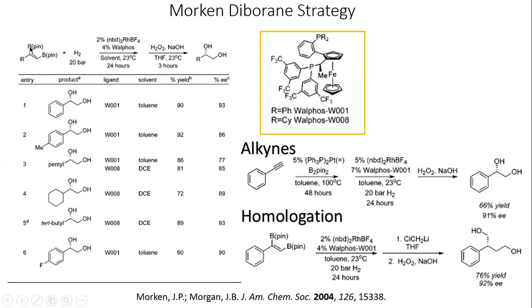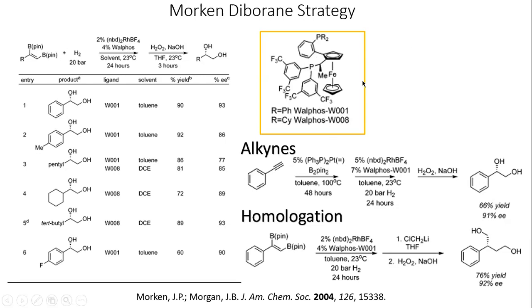So you take this dipinacol borane and treat it with hydrogen gas, room temperature, 20 bar of hydrogen, with this rhodium norbornadiene, cationic rhodium, and then Walphos, which is this ligand right here. You can see right here, there's a couple of perturbations of Walphos where the R on a phosphorus group changes, right? So it's either phenyl, like two aromatic rings, or two cyclohexyl rings. And you've seen that already, even with the Walphos catalyst, right?